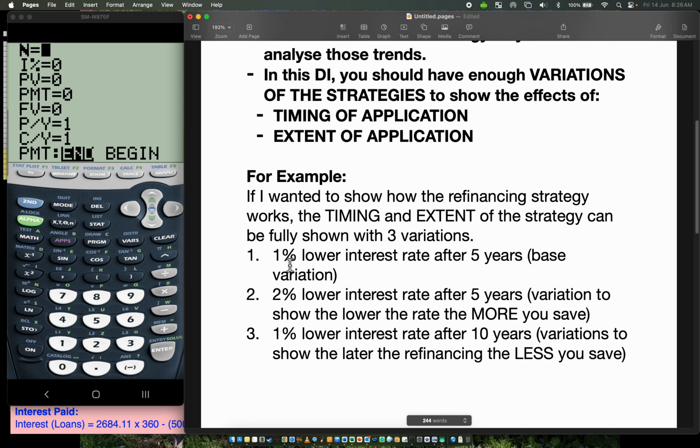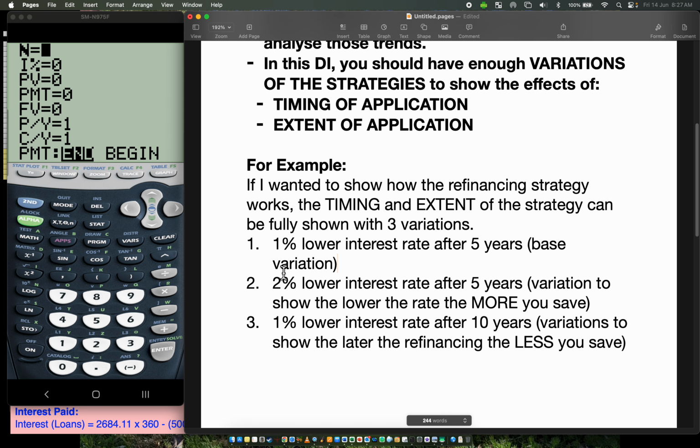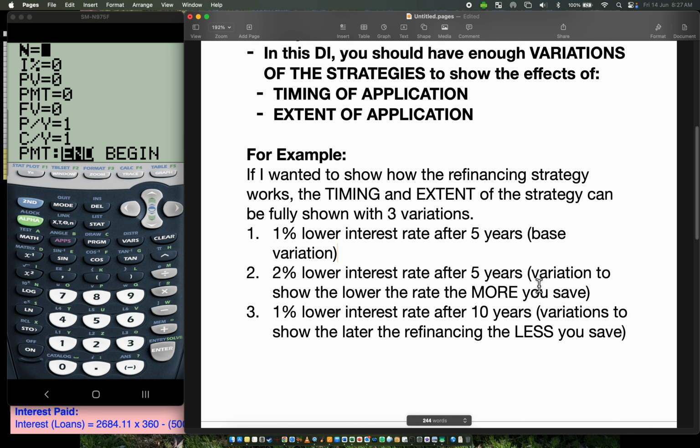Okay? 1% lower interest rate after 5 years, that's the base effect. That's the base strategy that I want to show. And then, if I do 2% lower interest rate after 5 years, what's the purpose of that variation? Well, the only difference between variation 1 and variation 2 is the interest rate is 2% lower. So that's showing the extent of the strategy. That should show that the lower the rate, the more that you save, because the timing didn't change. The 5 years here, 5 years here.